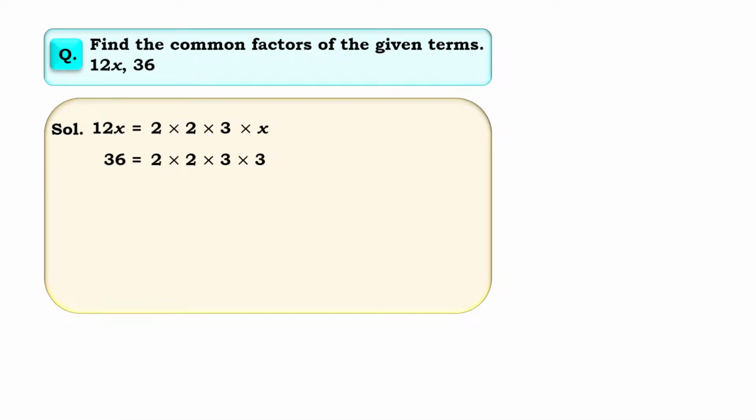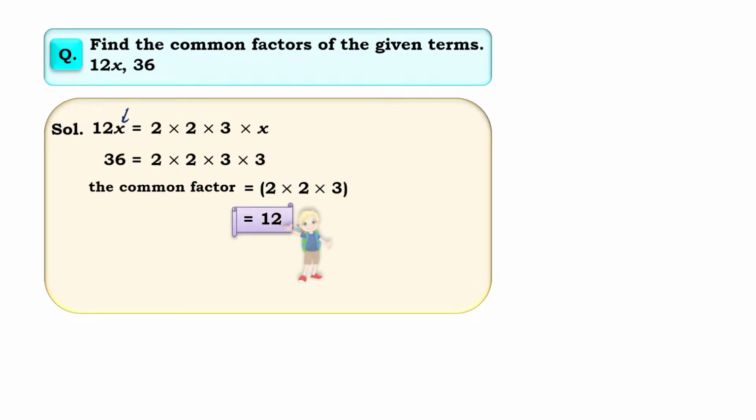Now what are the common factors? Here 2 is a common factor, again 2 is another common factor, 3 is another common factor, and in the first term there is x, but in the second term there is no variable x. So the common factors are 2, 2 and 3. 2 into 2 into 3 is 2 twos 4, 4 threes 12. So the answer for this is 12.